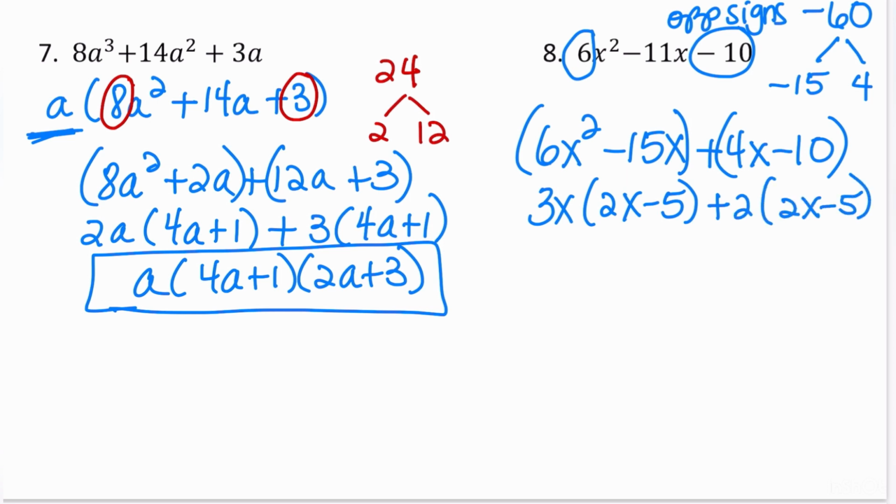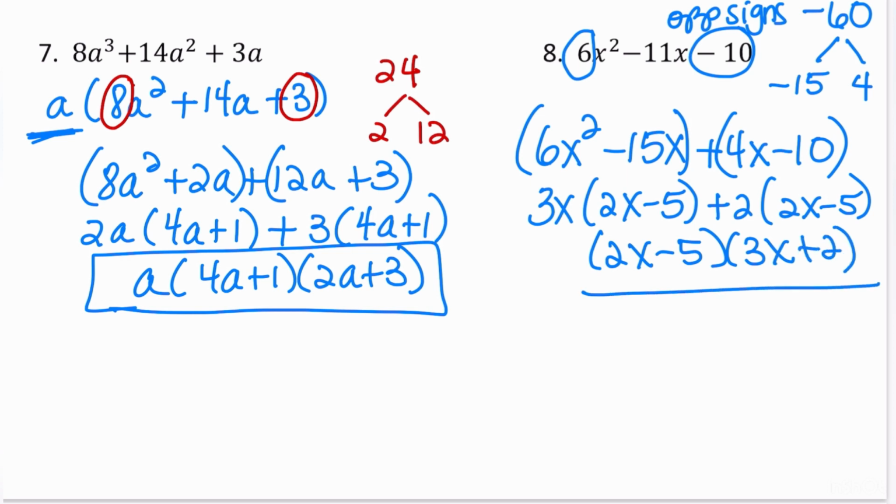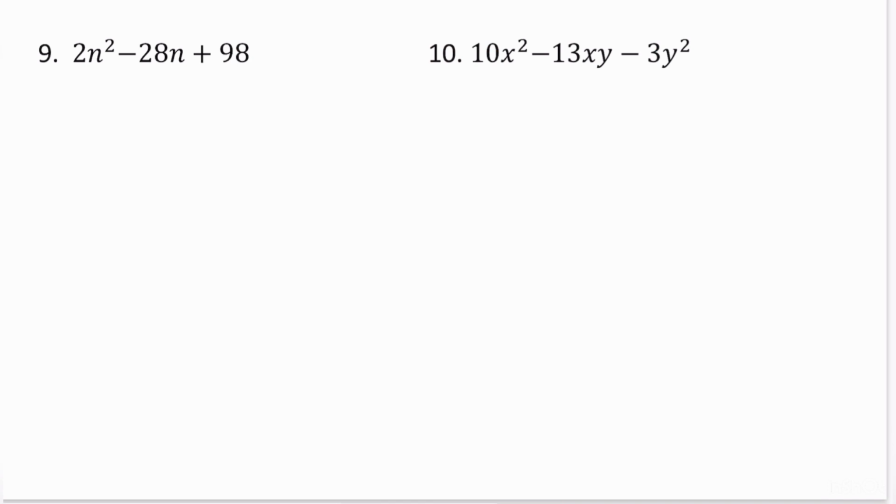And again, I get super excited when I see them match. So 2x minus 5 times 3x plus 2. And there you go. That's my final answer. Okay, down to our last two final problems.